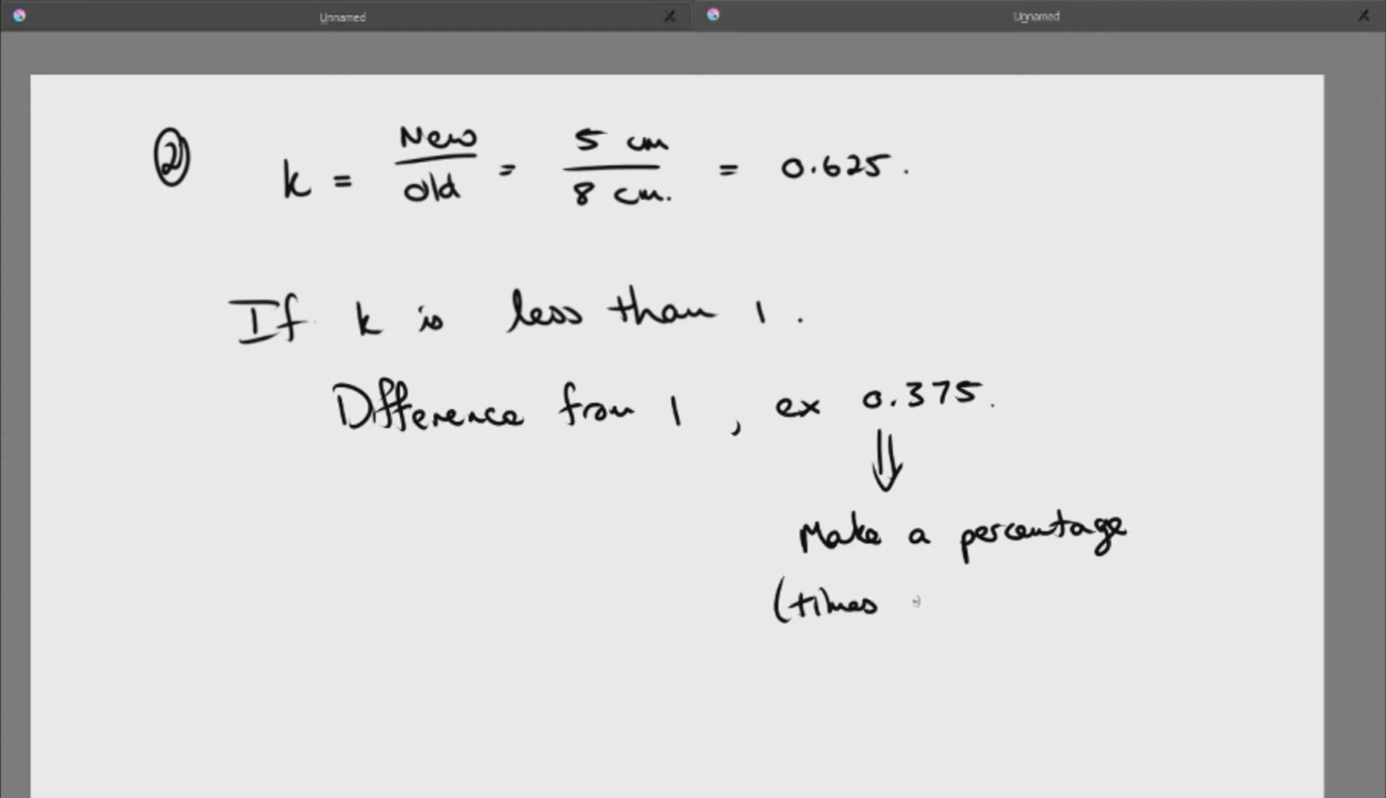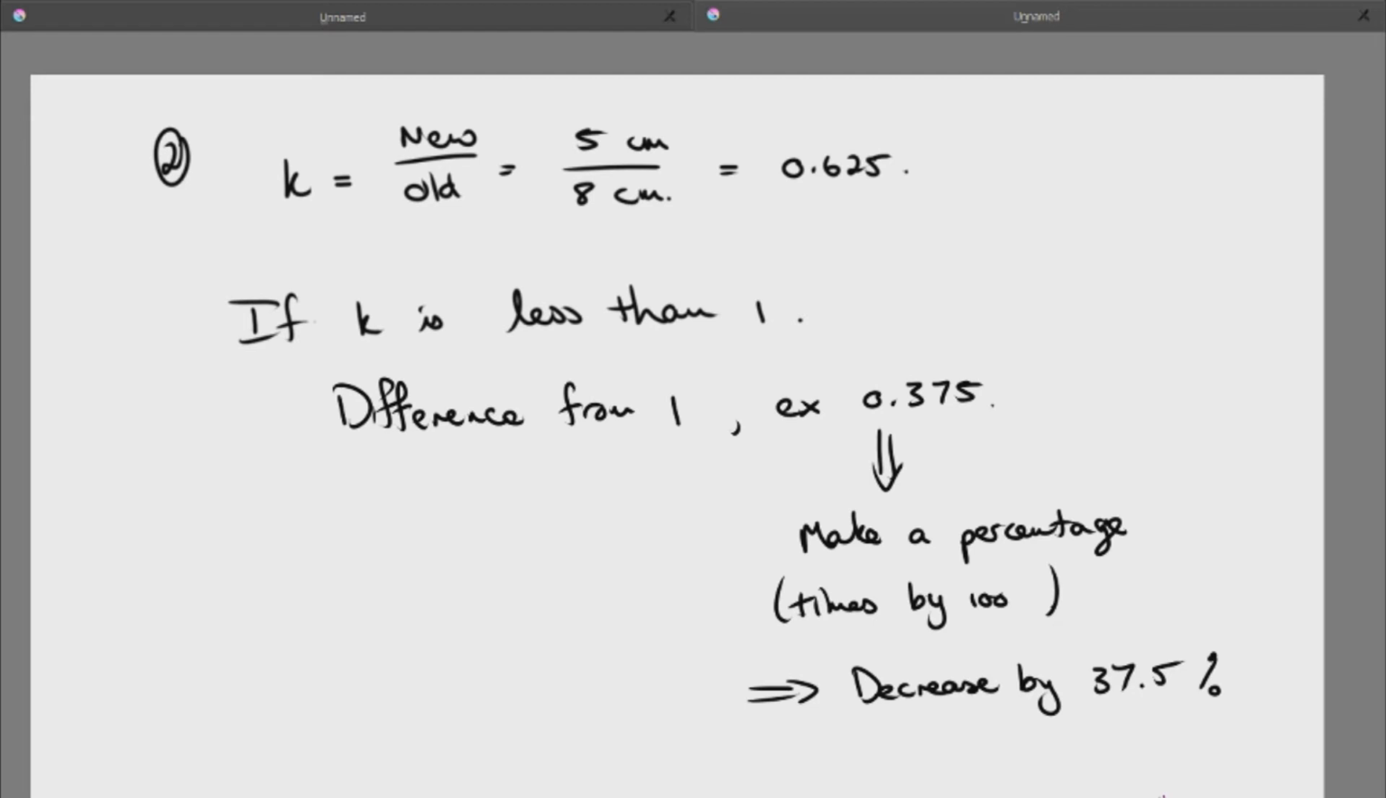And that is times by 100. And then I get 37.5%. Actually, let me just phrase it the same way as before. It is a decrease by 37.5%. There we go. So the decrease case could be a little less obvious in that the percentage isn't the decimals that I see, it's the difference. It's always from 1 up or down.